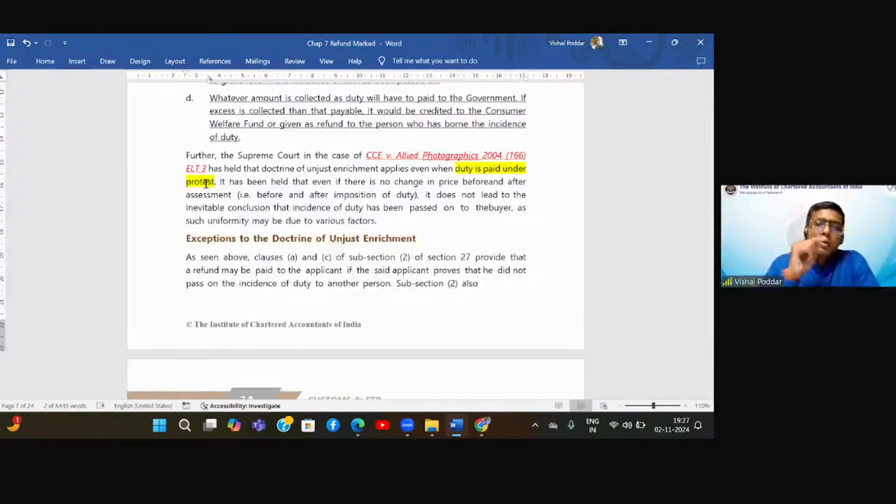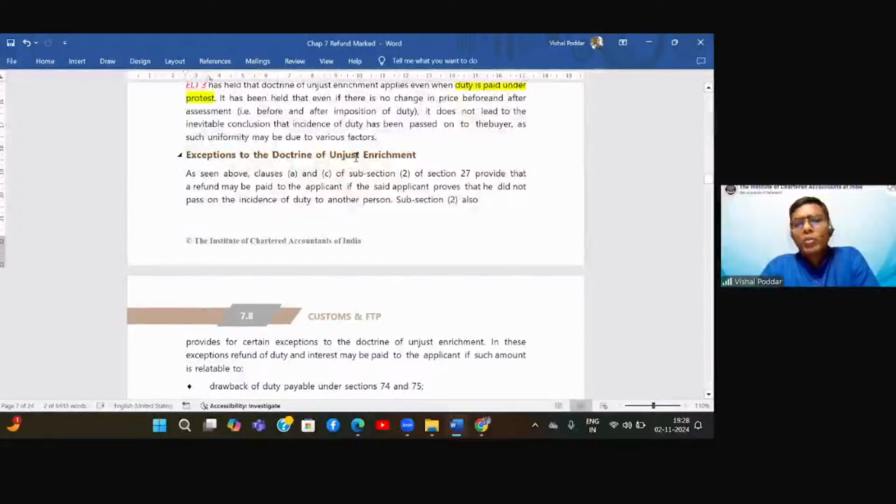But at the same time, what is made clear over here is that even if the duty is paid under protest, the doctrine of unjust enrichment still applies. That is not a relief. That is not an exception. Which means that even if you have paid duty under protest, and tomorrow you win that particular matter, or the department accepts your stand and says that this duty is not payable, and you already paid under protest, so refund is eligible, still you will have to prove to the department that it was paid out of your own pocket and you did not recover it from your customer, your buyer. So the doctrine of unjust enrichment continues to apply to cases of duty paid under protest as well.